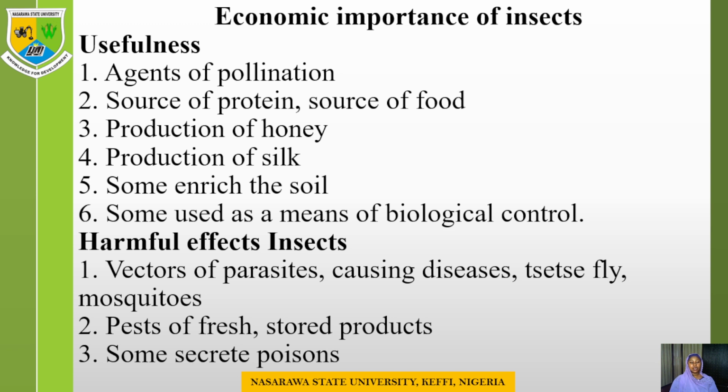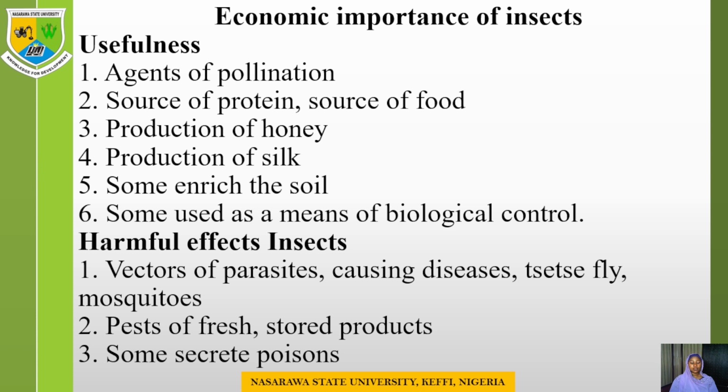They are used as an agent of pollination for some plants. They are used as a source of protein, as a source of food, for example crayfish, prawns, and crabs. They are used in production of honey. They are used in production of silk, and some of them enrich the soil. Some are used as a means of biological control. For example, if you want to control a certain animal that is becoming a nuisance, you introduce flies to send them out of your environment.